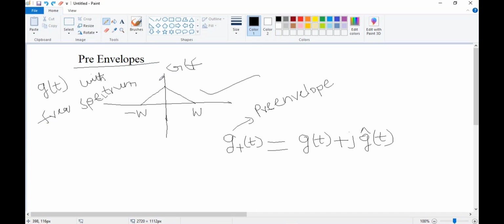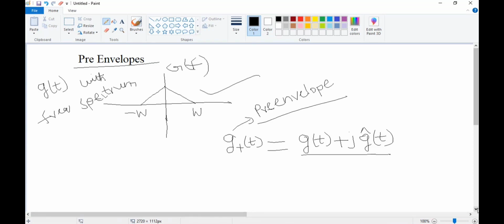Yes, ma'am. Okay, so there what we'll do, we'll send only the positive frequencies. Only one sideband will be sent, right? So in such applications, we want either only the positive frequencies of the signal or only the negative frequencies of the signal. That can be represented by using the pre-envelope. G plus of t is said to be the pre-envelope, which is given by g of t plus j g cap of t. Okay, so ma'am, we are saying that by using this we will only have the positive frequencies.